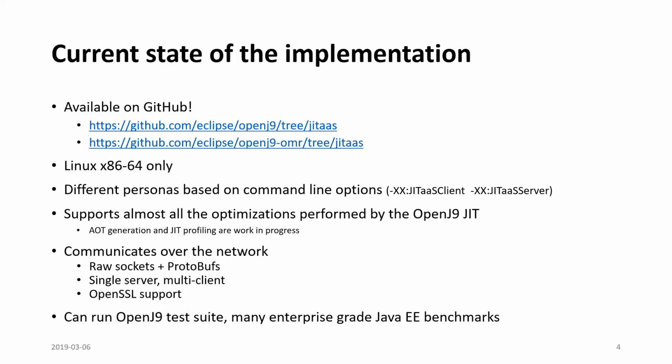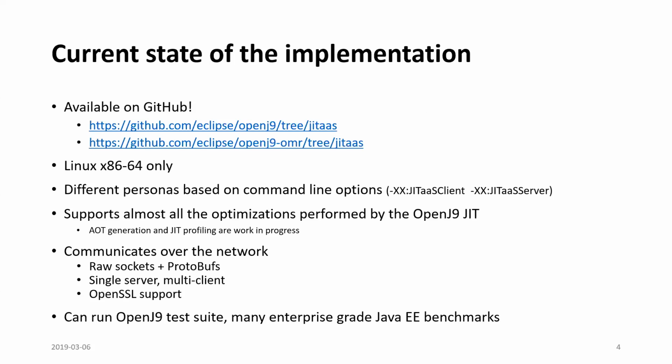So where are we today with it? The source code is already open sourced and it's available in the OpenJ9 repo at the links that I provided. Currently it sits in its own branch, which is called JITaaS. It's not in the master branch, though in the end we want to port this implementation into the master branch. The current implementation is only for Linux x86, but in the future we'd like to address other platforms as well.